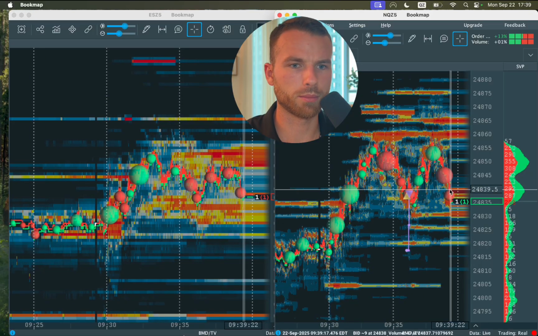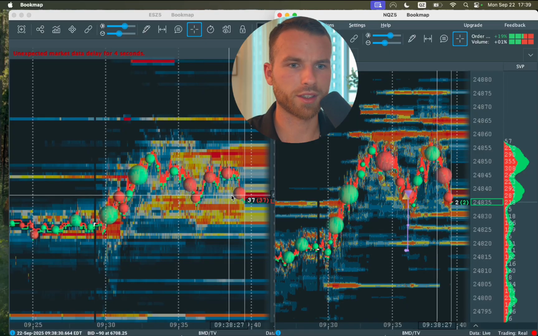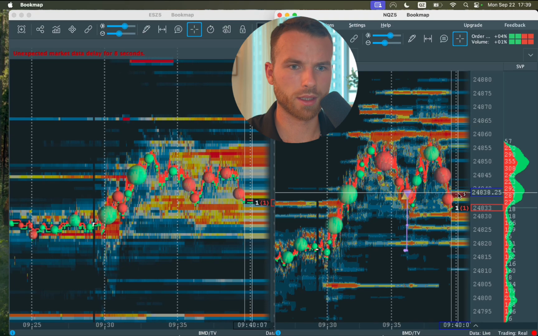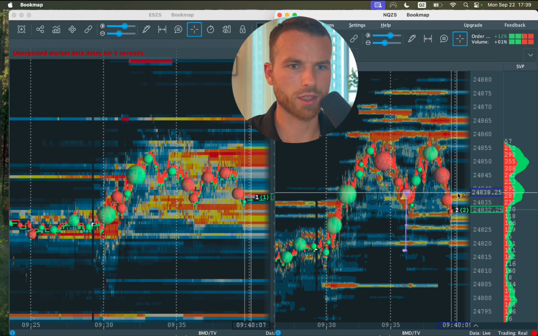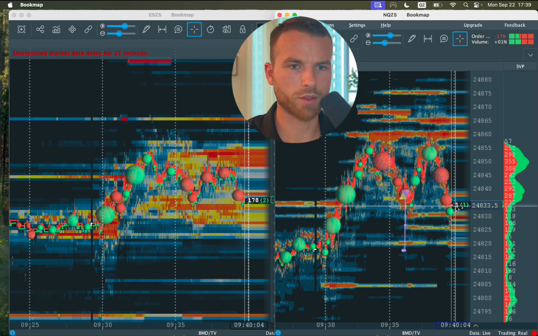We are moving lower. The ES is definitely here at a point of interest once more. All right, we are selling off a bit more aggressively now. Perfect. That's exactly what you'd like to see. And now it's just a matter of how far we can take it.